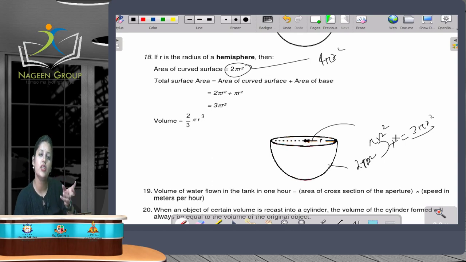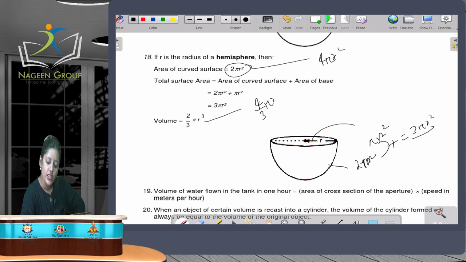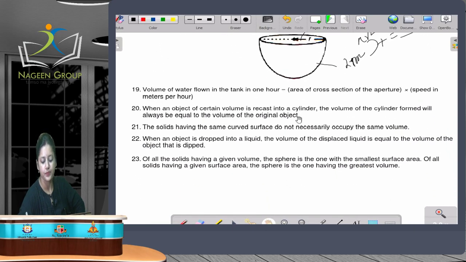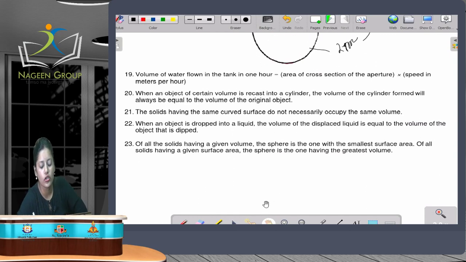Next is the volume. The volume is just half of the sphere's, so half of 4 by 3 pi R cube becomes 2 by 3 pi R cube. Now the next one: the volume of water flown in a tank in 1 hour equals the area of the cross section into the speed in meters per hour.